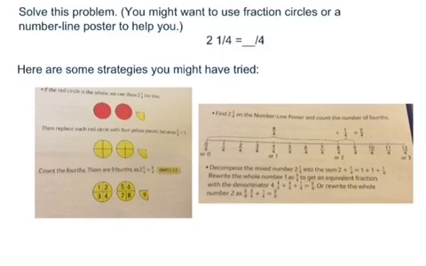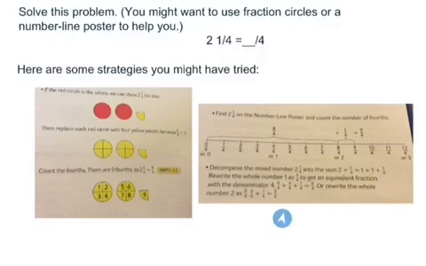So here's some strategies you might have tried. So notice here, if the red circle is the whole, we could show 2 1/4 like this. Then we can replace each red circle with 4 yellow pieces because you know 4/4 is equal to 1. And then I can just count the fourths. So 1, 2, 3, 4, 5, 6, 7, 8, 9. So 2 1/4 is equal to 9/4. I definitely can use my fraction circles for this strategy.